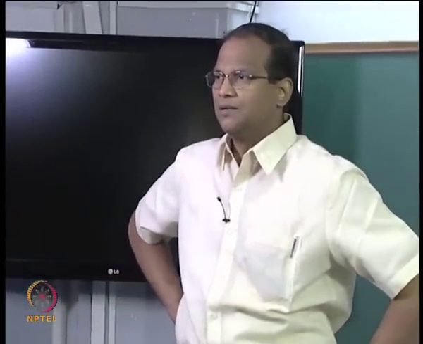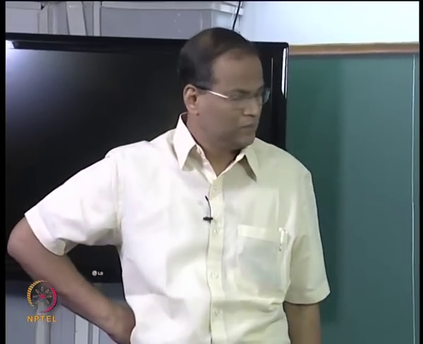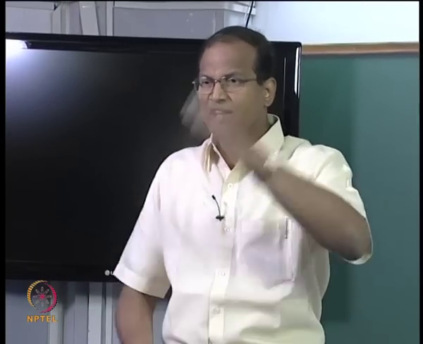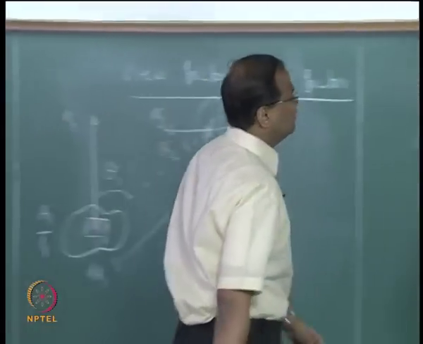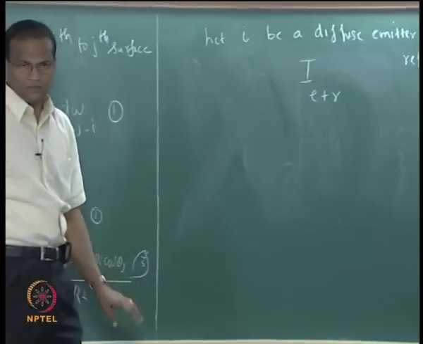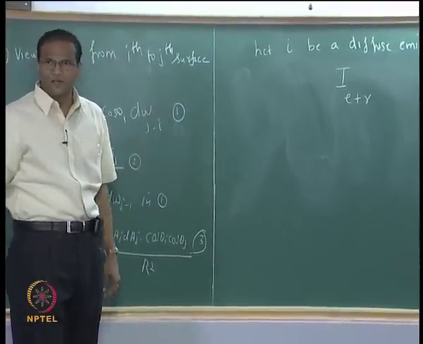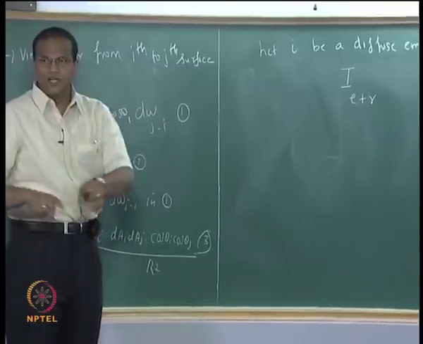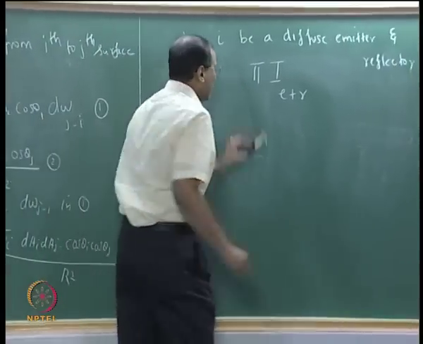So, what will be the total energy which is leaving this I? What is leaving a surface consists of how many components? Emitted and reflected. Now I am saying it is diffuse, so you can have intensity corresponding to emission and intensity corresponding to reflection. Since it is diffuse, it does not have a directional difference, so I can make it pi.